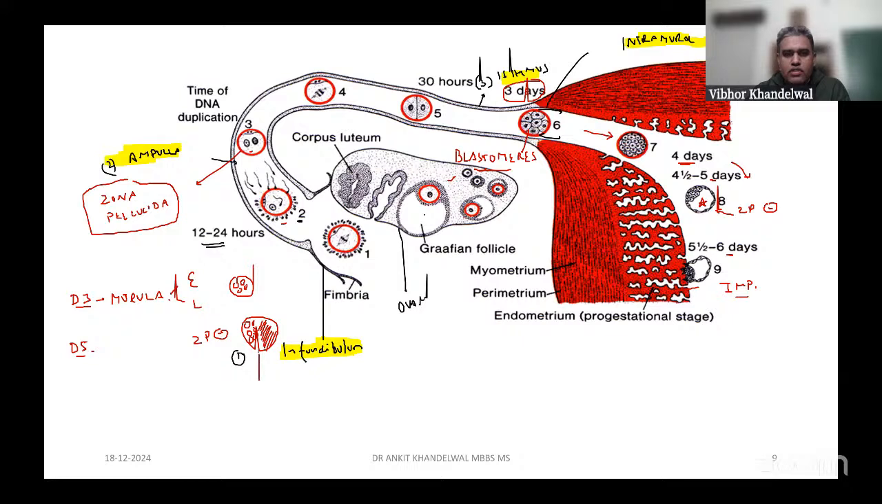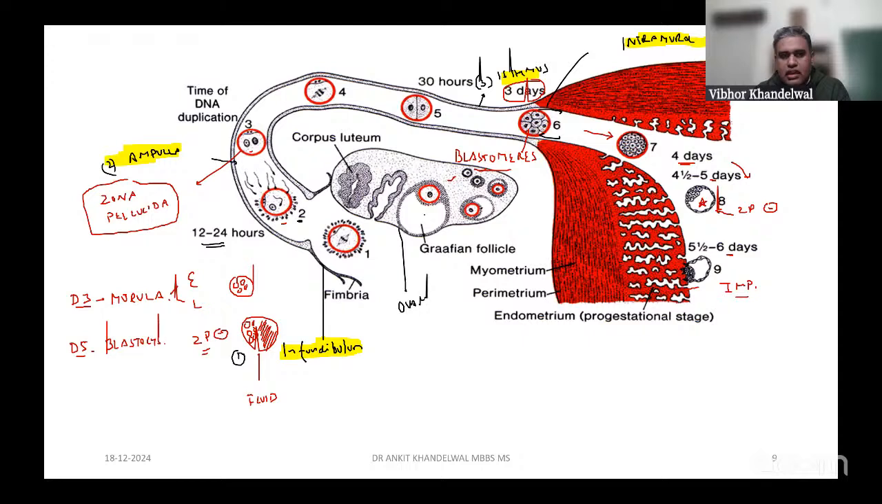One is that the fluid will start to enter. But how can the fluid enter? Only when the zona pellucida starts to disintegrate. So around the 5th day, when the zygote has reached the uterine wall, the zona pellucida will start to disintegrate, and then the fluid will enter. When the fluid enters, this group of cells we can call a blastocyst.